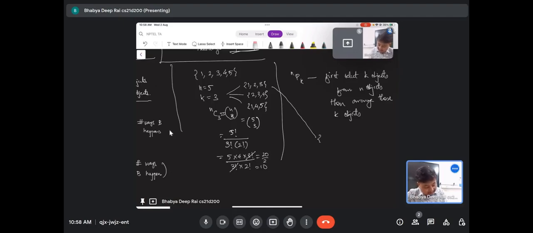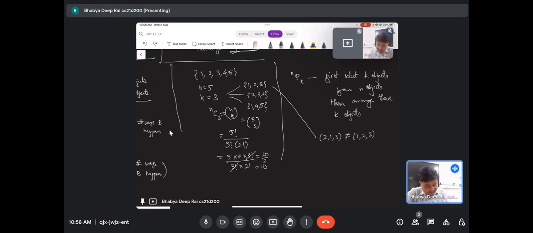For example, I'm not only talking about this: 1 2 3, 2 3 4 and so on. I'm considering 2 1 3 and 1 2 3 as separate objects. So I'm even counting the arrangements within them. We already know that there are 10 ways to choose them, but even after choosing them, in how many ways can I arrange them within themselves? That is what is denoted by permutation.